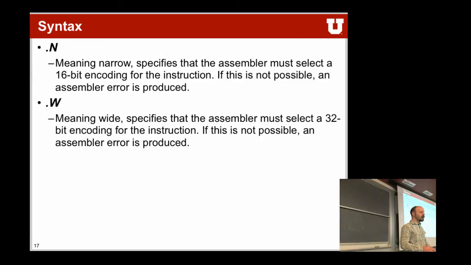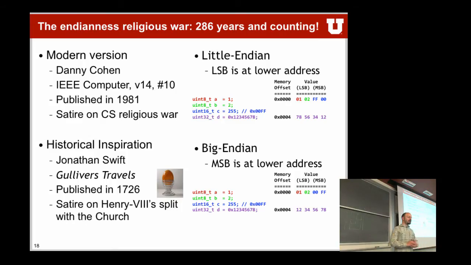Okay, endianness. Well, you can think of endianness as a religious war that has been going on for 286 years and counting. It is one of the things that has its historical inspiration in Gulliver's Travels, where you had the Big Endian people and the Little Endian people. One group opened the egg from the pointy side, the other from the big side. So that's where the names Big Endian and Little Endian come from.